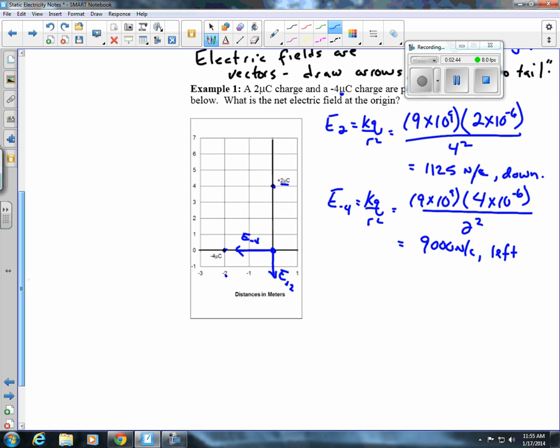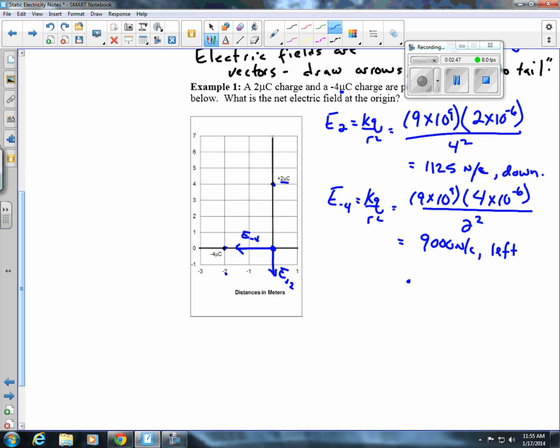Now to find the net, I'm going to redraw this. So I have this guy here. I have 1125 down, and I have 9,000 to the left. And in order to describe it, I have to find the magnitude and the direction of the net. So I have to make them tip to tail. So I'm going to take the 1125, say, over here, and then my net is going to be going this way. I've got to find that. I've got to find the angle.